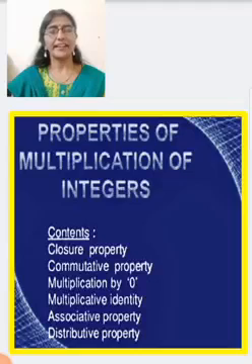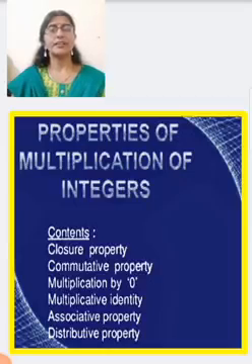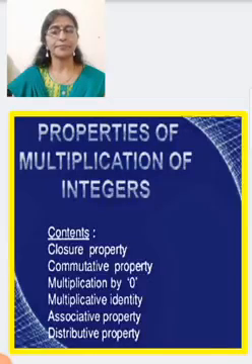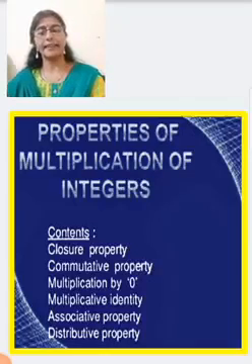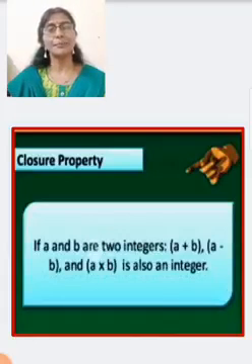Today we are going to study about properties of multiplication of integers, and in that we are going to learn about closure property, commutative property, multiplication by zero, multiplicative identity, associative property and distributive property. Now let us learn about all these properties in detail. First, we will learn about closure property.